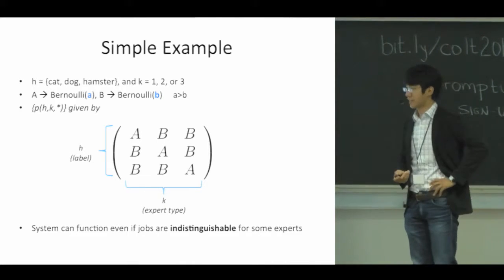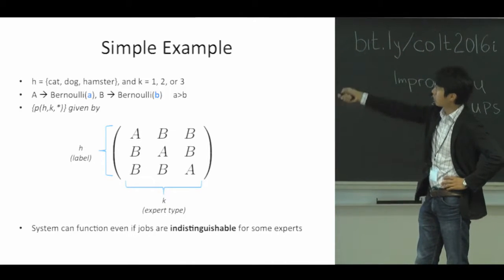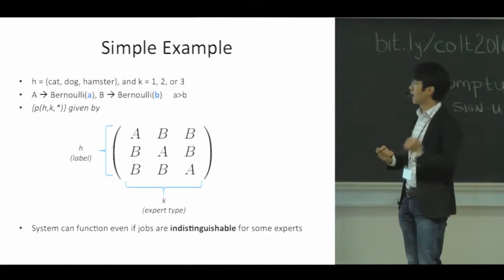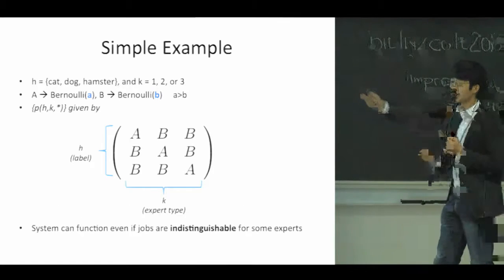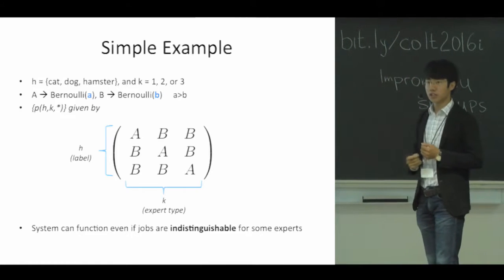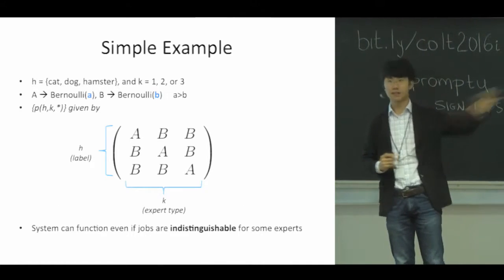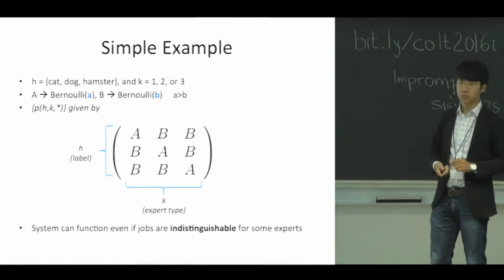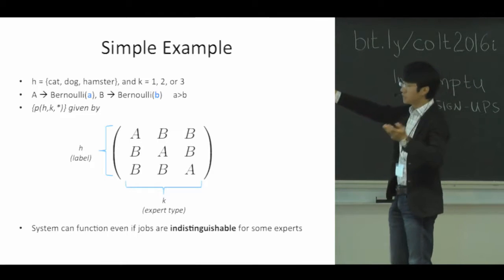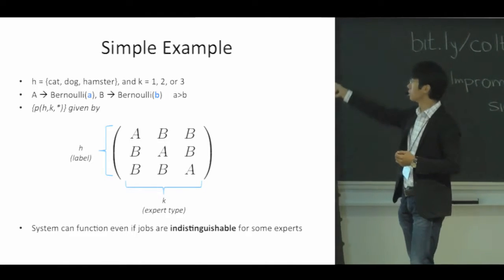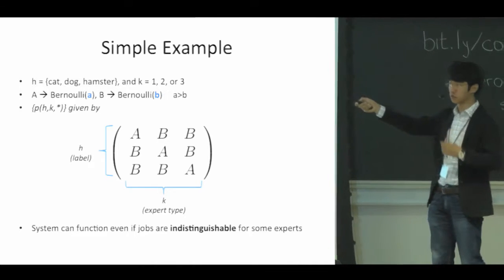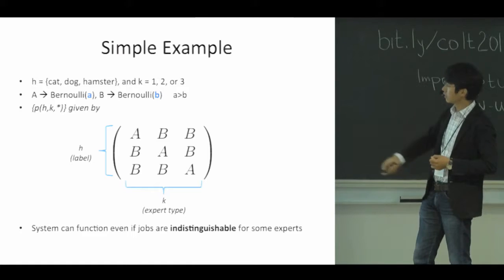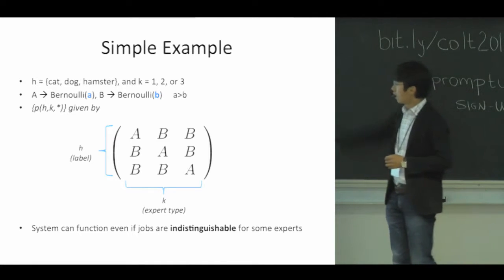So a more concrete example. Here I'm giving you an example of this matrix. In this case, the space of all job labels is cats, dogs, and hamsters, and there are three types of experts. Each expert just says, I like the animal, or I don't like the animal. So A is a Bernoulli random variable with parameter little a, and B denotes another Bernoulli random variable with a different parameter b, and a is greater than b, so they're different. The entire interaction matrix is given here: ABB, BAB, BBA.